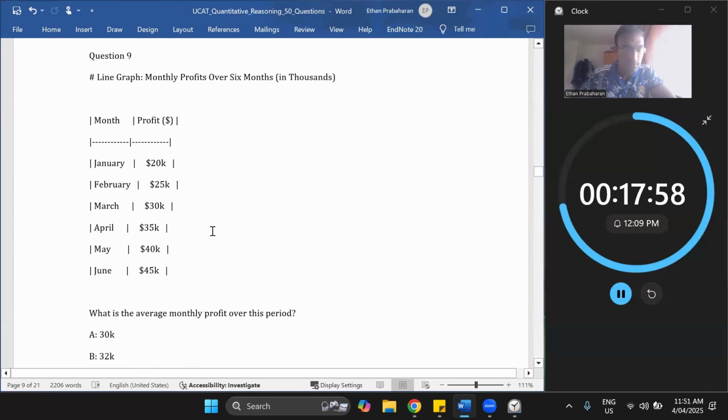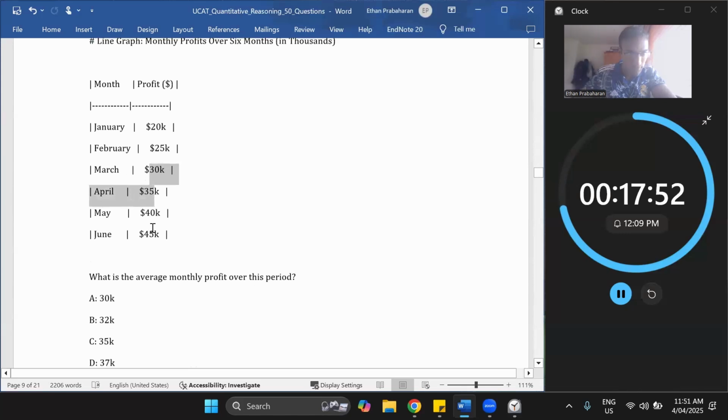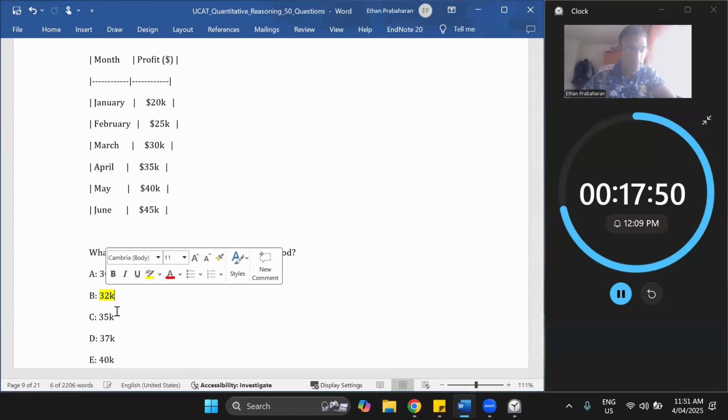Average monthly profit. Let's add these up. Actually, they're all going up by 5 every time, aren't they? So the average will be 32.5. It's none of these, but let's go with B.